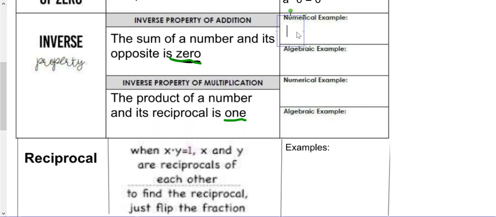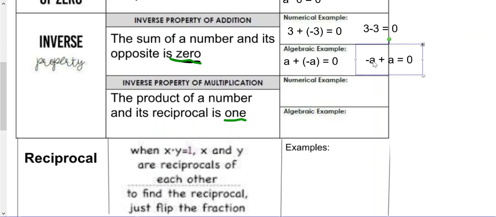So the goal of addition is 0. The goal of multiplication is 1. That's what you need to remember. So numerically, if you are doing the 0 property, it would be like 3 plus negative 3 equals 0. And another way you could write this is 3 minus 3 equals 0. So basically you're adding the opposite, okay? Algebraically it would be a plus negative a equals 0. So you're just adding its opposite. You can also have negative a plus a equals 0. So basically, what can you add so that it equals 0 for addition?